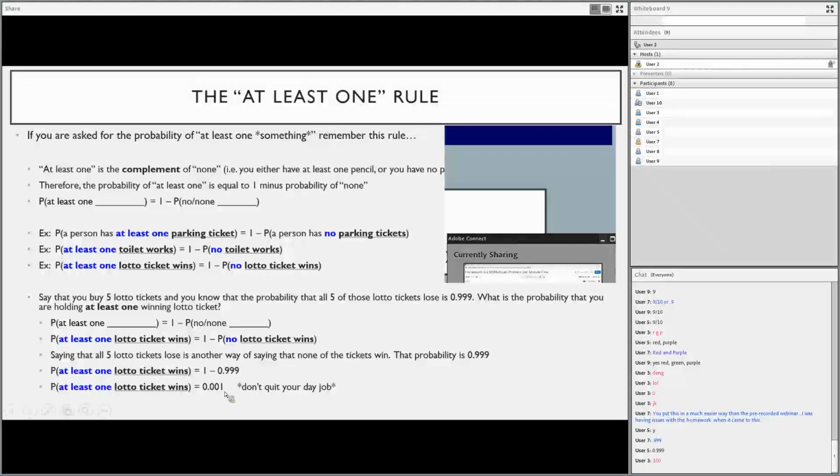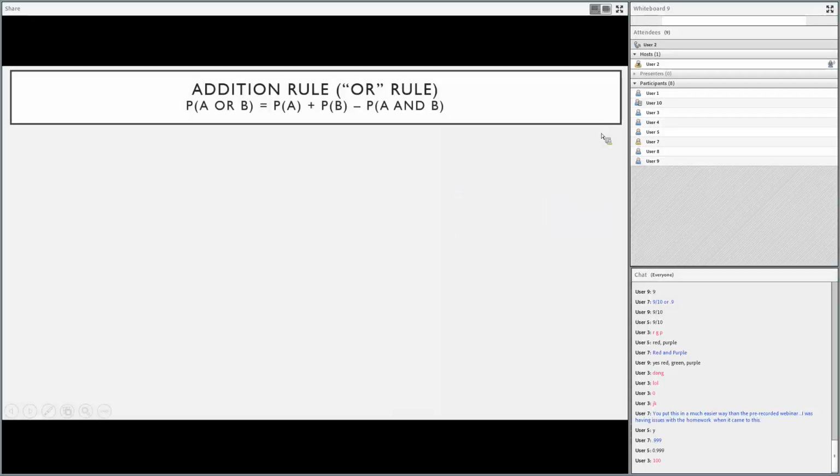Now, we had that criteria 2 pages ago, or maybe 1 page ago, however many. So we know that this is a very unusual event because this is quite a bit lower than 0.05. So we don't have a very good chance of winning the lottery. Okay? Any questions about that example or the at least one rule? Okay. Then let's keep going.